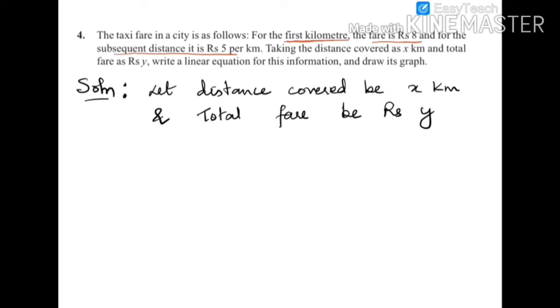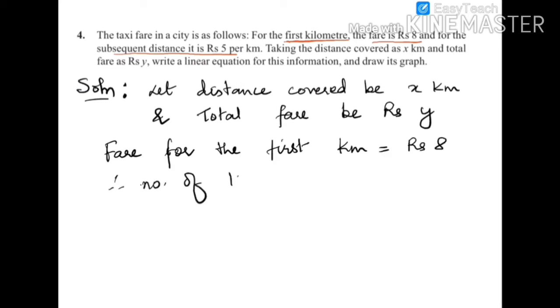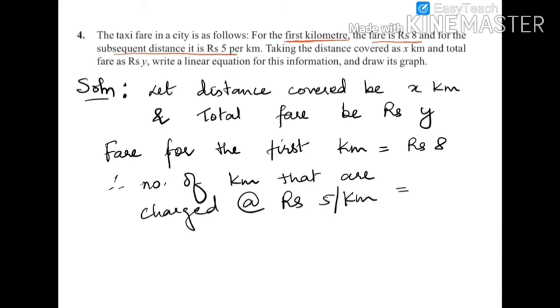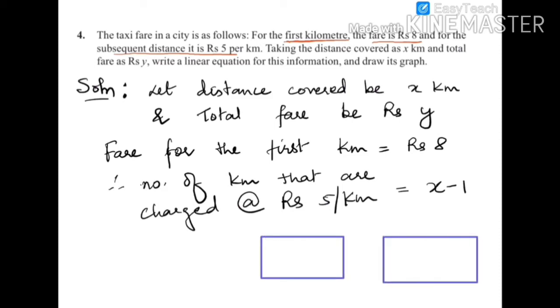So if a person covers a total distance of x kilometers, then the fare for the first kilometer is rupees 8 and the fare for the remaining distance, that is x minus 1 kilometer, is charged at rupees 5 per kilometer. So now there are two parts in this fare. When we add these two parts, we will get the total fare that is equal to y.